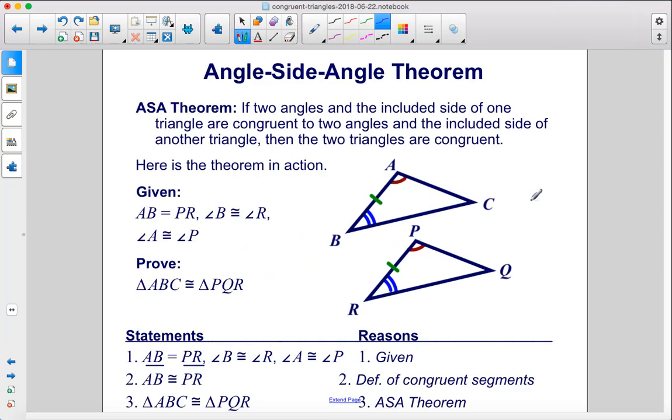Here's the theorem in action. Given that AB equals PR, angle B is congruent to angle R and angle A is congruent to angle P, prove that the two triangles are congruent. Well, we start with the given statements. Then we see that AB is congruent to PR because that's the definition of congruent segments. Therefore, the triangles are congruent due to the angle side angle theorem.